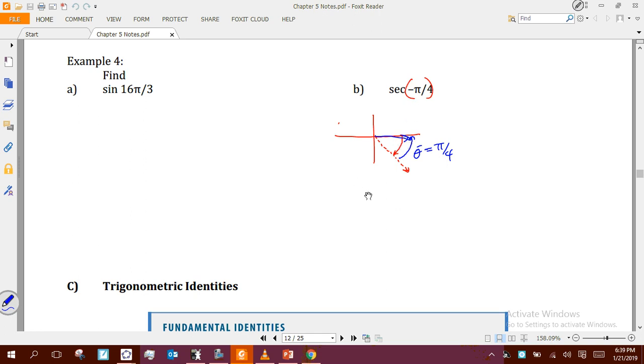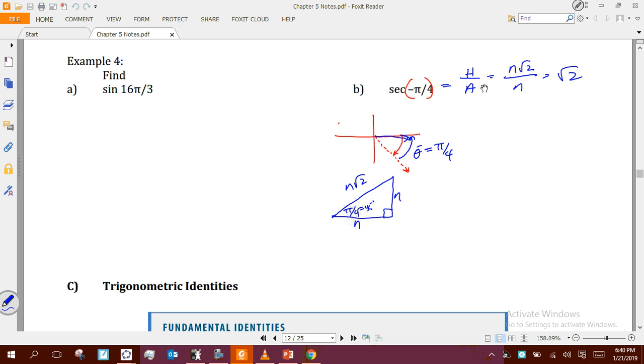So here's the thing. If I have a pi over 4 angle, pi over 4 is equivalent to, this is something you should know, 45 degrees. So this is n, n, radical 2. Secant is the reciprocal of cosine. Cosine is adjacent over hypotenuse, so secant is going to be hypotenuse over adjacent. So it's n radical 2 over n, so I should get radical 2 back.